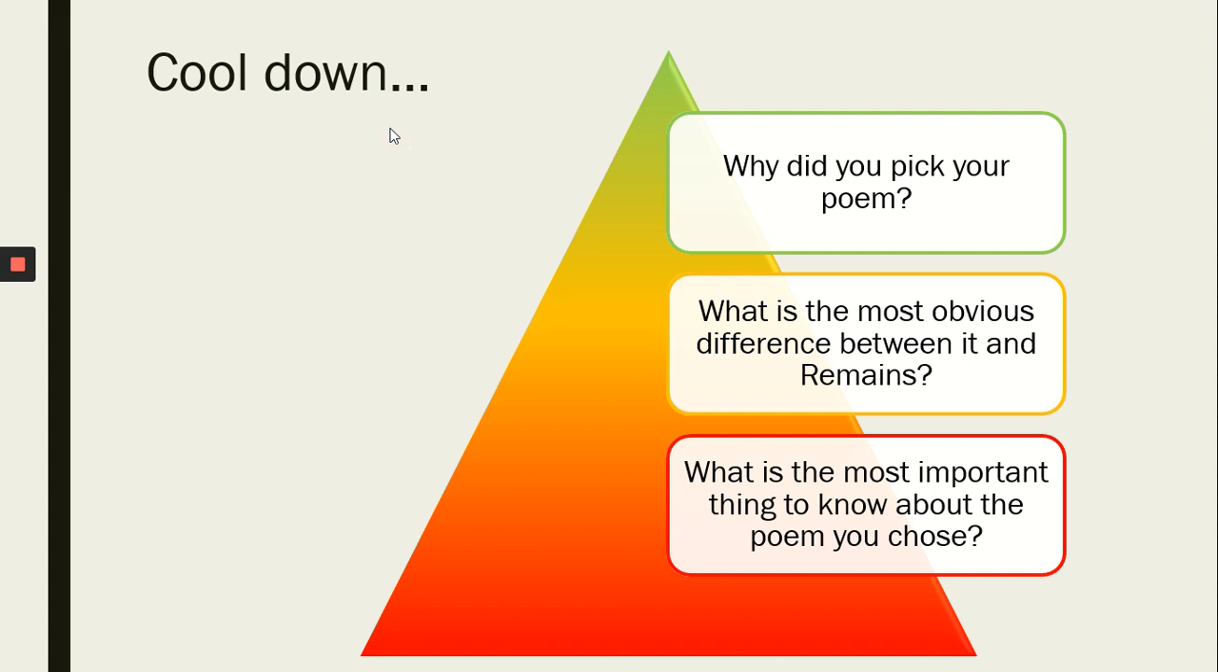So before we cool down, like when we've been in the gym, I want you to write down your answers to these three questions. Number 1, why did you pick your poem? Number 2, what's the most obvious difference between it and Remains? And number 3, what's the most important thing to know about the poem you chose? What's the key theme in that poem? Remember, these poems have similarities, but every single one of them is different. I absolutely love Remains. I'm really, really looking forward to reading about what you've written.